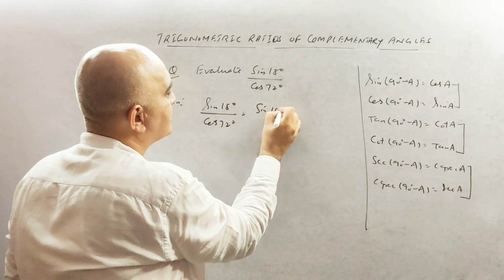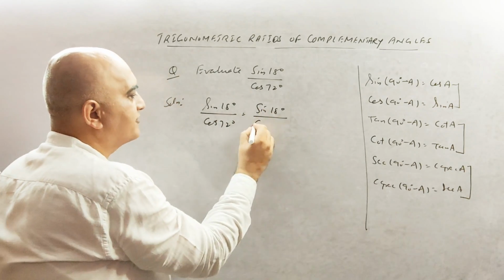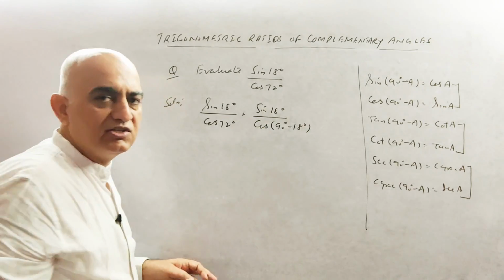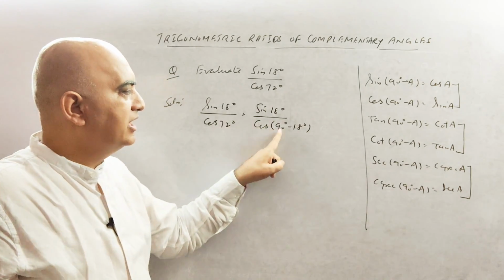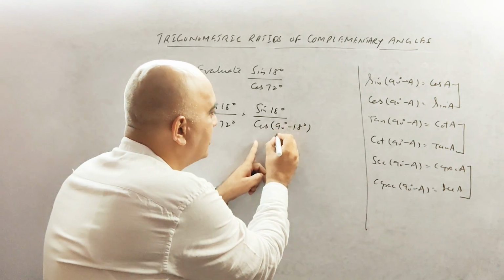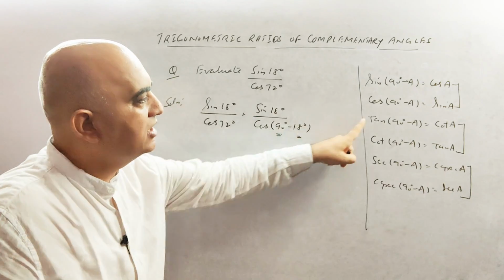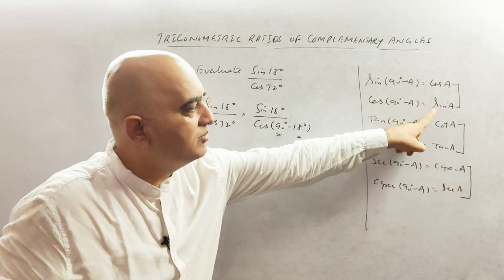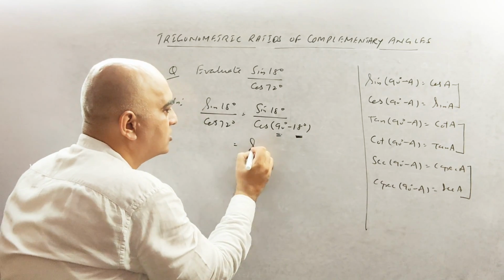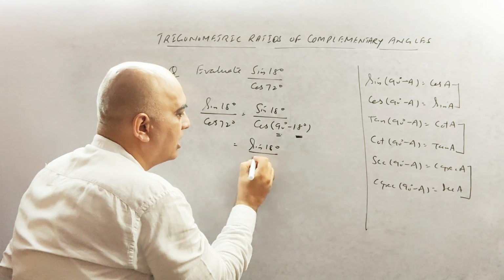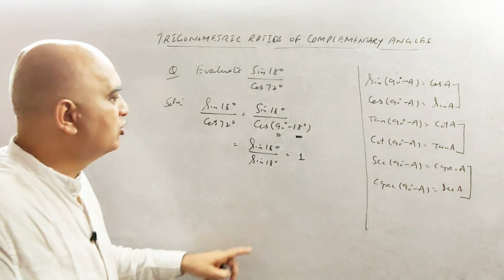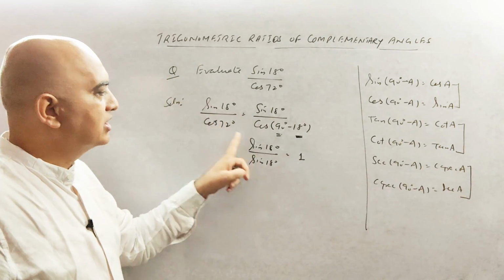So we can write it as sine of 18, and cos of 72 we can take as cos of 90 minus 18. There is no problem because 72 can be expressed as 90 minus 18. What will happen? Cos of 90 minus A becomes sine A. So in place of A, we have 18 degrees. So sine of 18 upon sine of 18, both will cancel and its value becomes 1. In this way, we can solve.